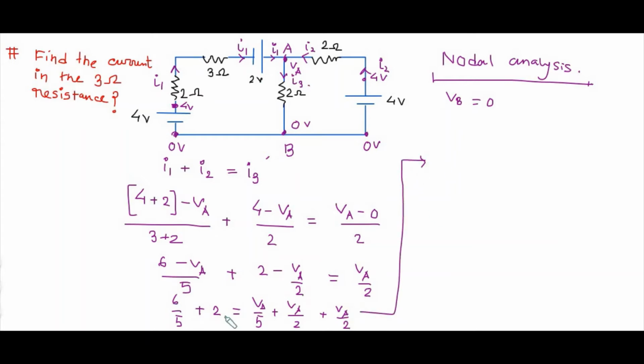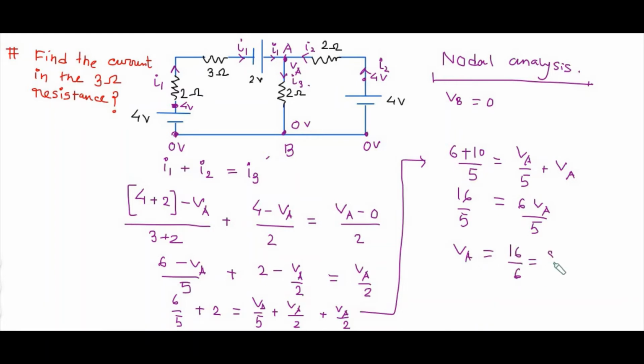So from there it's 6 by 5 plus 2 by 5... that is, VA on 5 plus VA becomes 6 VA on 5, which is equal to 16 upon 5. So from there we get VA equal to 16 upon 6, that is 8 by 3 volt. Now we have computed VA equal to 8 by 3 volt.